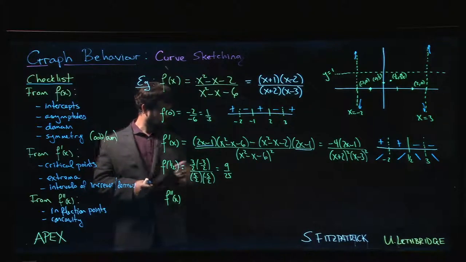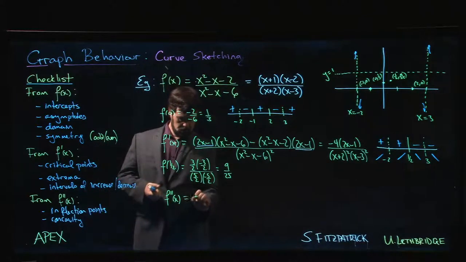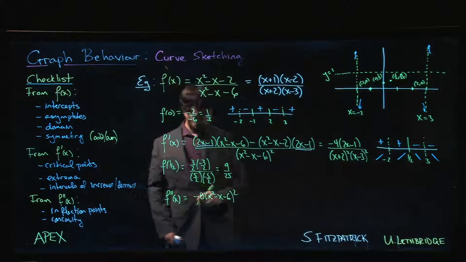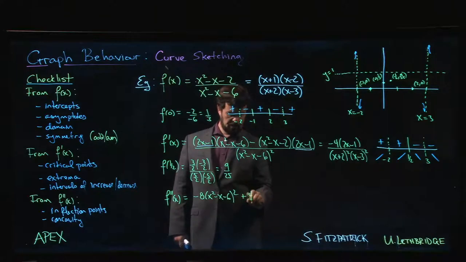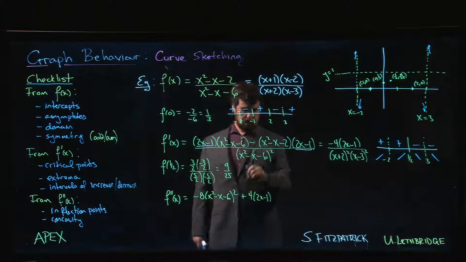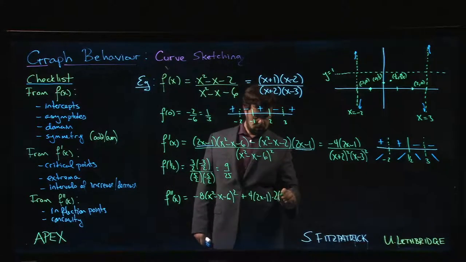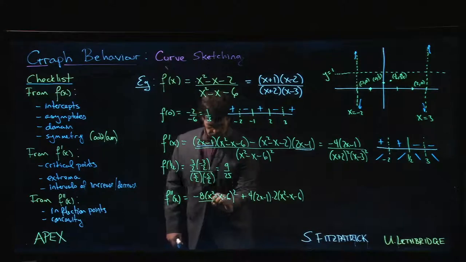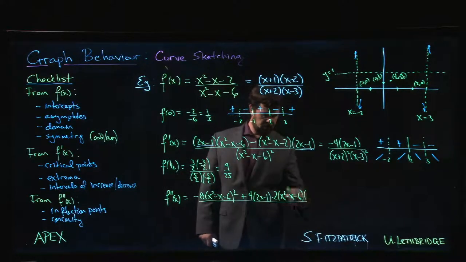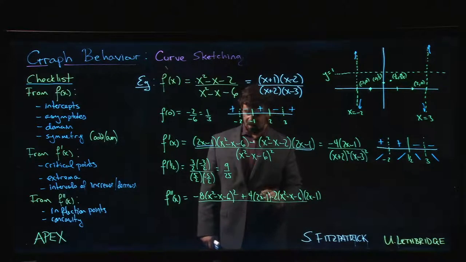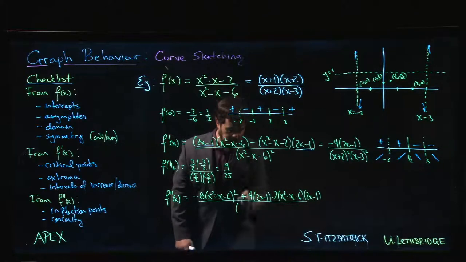F double prime, derivative of the top, minus 8, times the bottom, x squared minus x minus 6 squared. Okay, minus the top, minus minus 4 plus 4, times the derivative of the bottom, 2, x squared minus x minus 6, times, let's not forget, chain rule, we've got to take the derivative of the inside, 2x minus 1, right? Sometimes you get into these multi-step problems and you forget the little things.